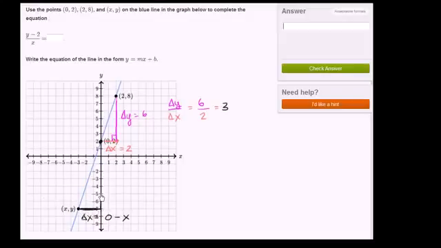Now, let's think about the height, our change in y. Well, our change in y, we end up at y equals 2, so it's going to be 2 minus whatever our original y is.